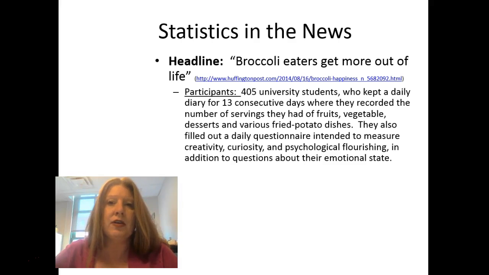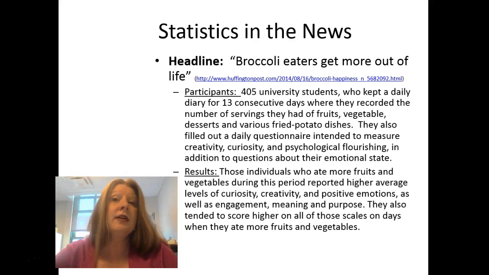So you can read a little bit here. And if you want to, you can go to the original media link and find out a little bit more about the study. So the results of the study were basically that individuals who ate more fruits and vegetables reported higher levels of curiosity, creativity, and positive emotions, and several other really positive things.